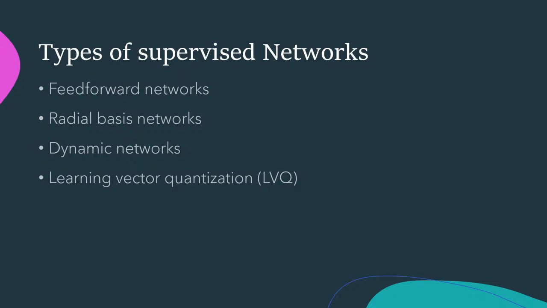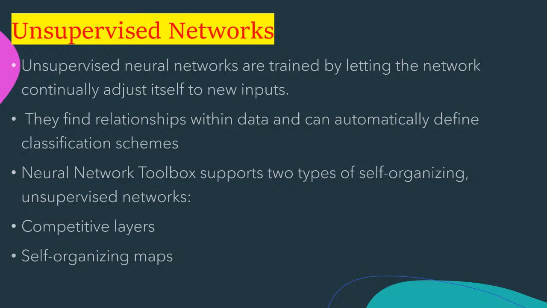So these four types of neural networks come under supervised neural networks only. But which one you need to choose, whether feed forward neural networks, radial basis networks, or dynamic networks, depends upon our requirement. It will depend upon continually adjusting itself by adding new inputs. The unsupervised networks do not give the exact result, so minute to minute, it will change.